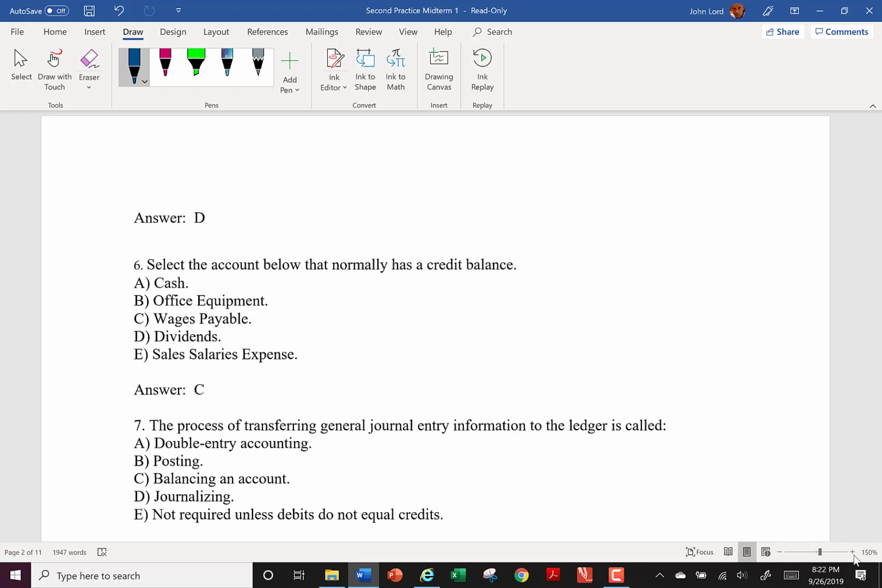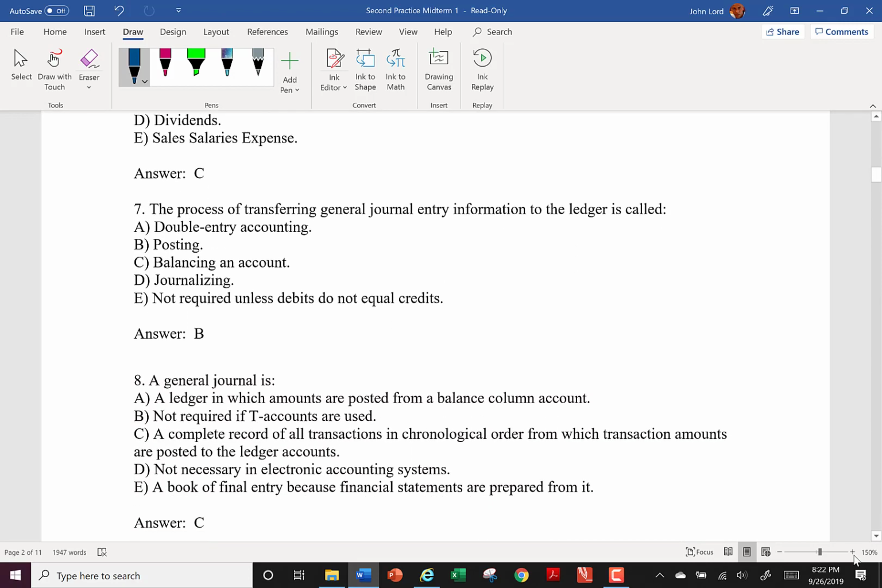Okay? Okay, good. The process of transferring general journal entry information to the ledger is called posting. Double entry is the system that we use to record the debits and credits, right? But remember, we entered our debits and credits in a journal, and then we did what? Remember, I did this silly thing, and I walked over here, and I said we post them to the ledger, right?